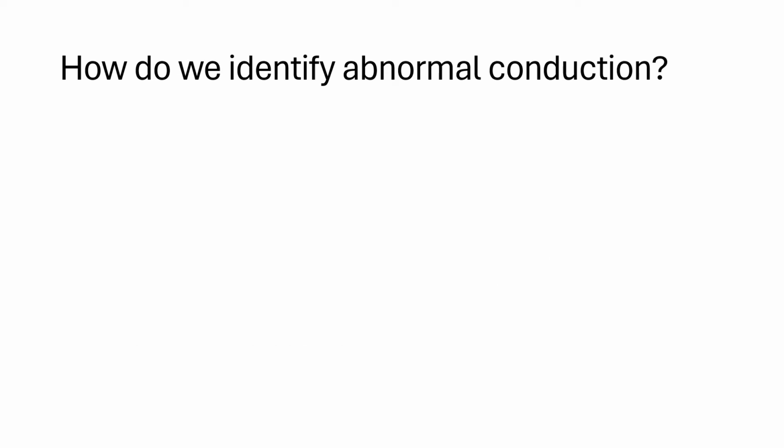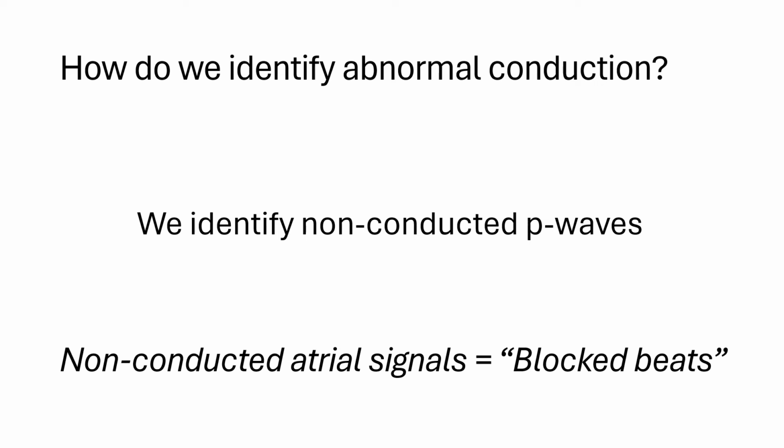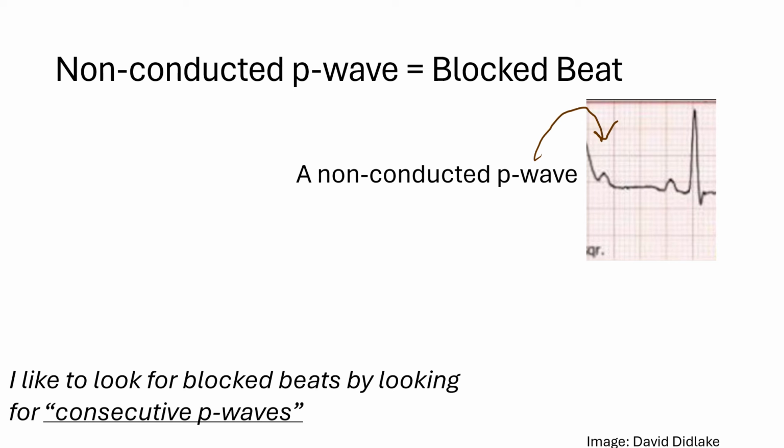Having observed normal conduction, how do we identify abnormal conduction? The short answer is we identify non-conducted P waves, that is, blocked beats. A non-conducted beat is generally one where you see a P wave indicating an atrial signal and atrial depolarization, but you don't see a QRS following it. As you may notice above, this can result in the appearance of consecutive P waves. When I'm scanning a rhythm strip looking for non-conducted beats, I look for consecutive P waves.